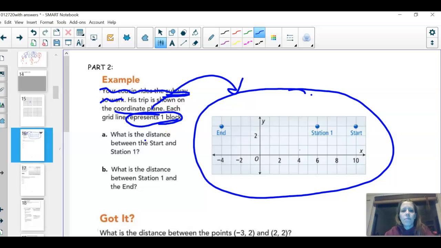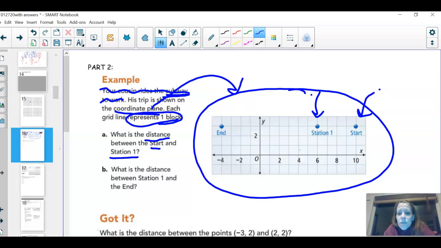Ese es importante. What is the distance, que es la distancia, between the start and station 1? Que es la distancia entre donde tú vas a empezar, es aquí, y estación 1, okay? Go ahead and see what you think. Type your answer in the box. Okay, let's go ahead and see.